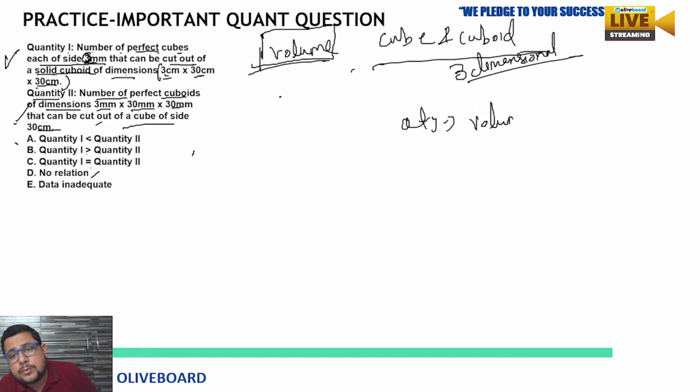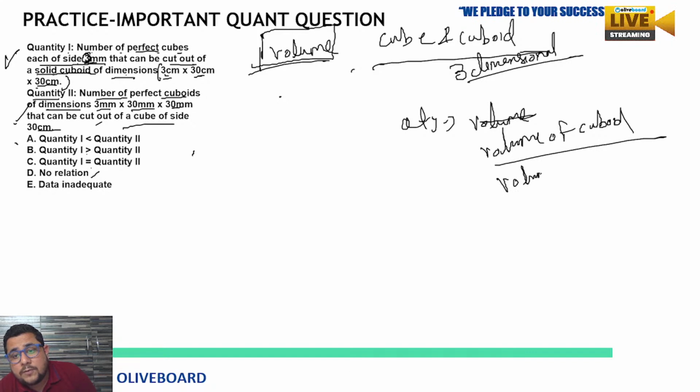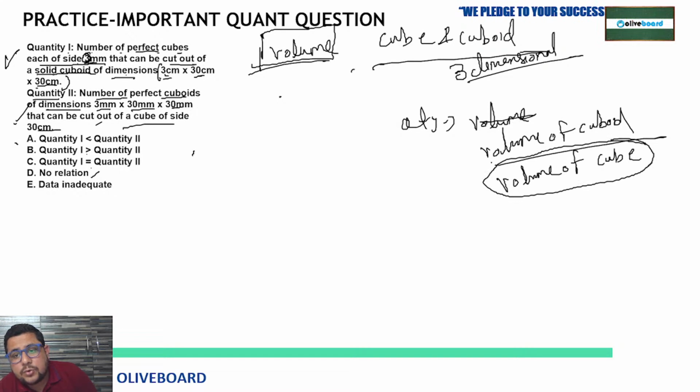You can say volume of cuboid upon volume of cube. So this is the size you have to cut out from the cuboid. How many such cubes can you cut from this cuboid? You must know the volume of the cuboid upon the size of the cube. This will give you the number of perfect cubes, the number which you are looking for. Similar thing you have to do here also.